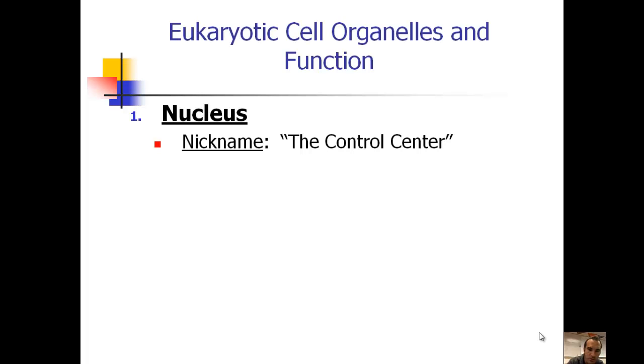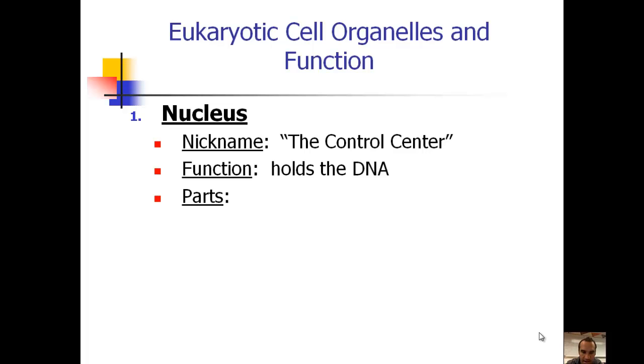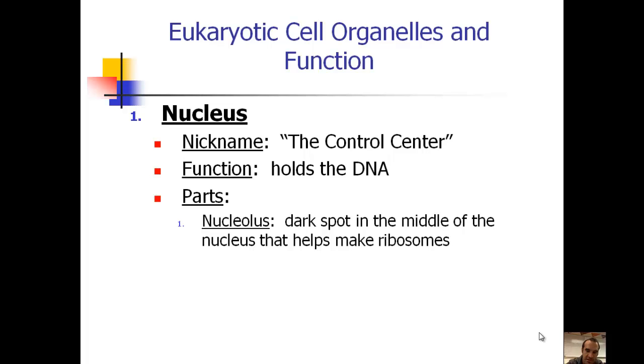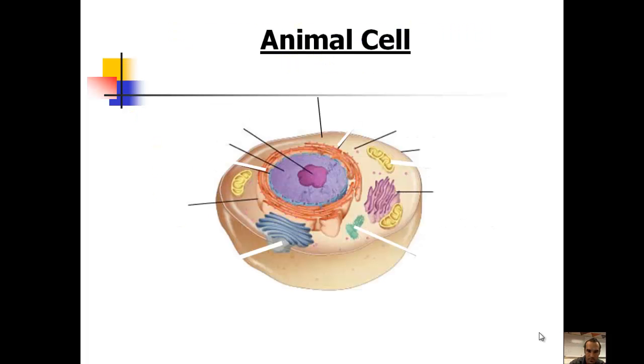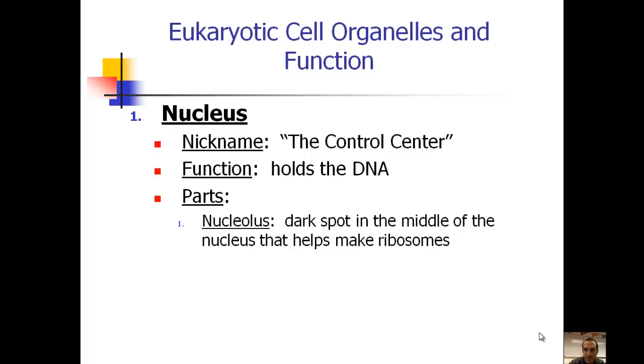So for the nucleus, it's the control center of your cell. It holds the DNA, and it's composed of a nucleolus, and that's a dark spot at the center. So when we stain the plant cells, you saw the nucleus, and a lot of times you saw the nucleolus inside of that. And its main function for the nucleolus is to make ribosomes. The nucleus is also surrounded by the nuclear membrane, so there's going to be a separate membrane around the nucleus, and that's how it's able to hold the DNA in.